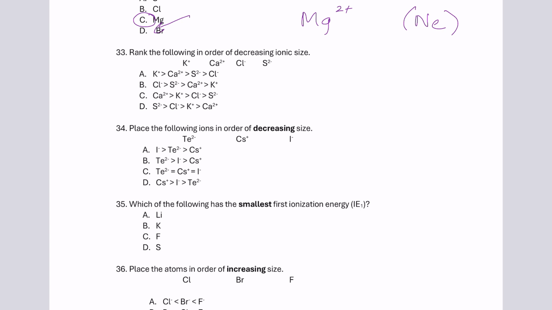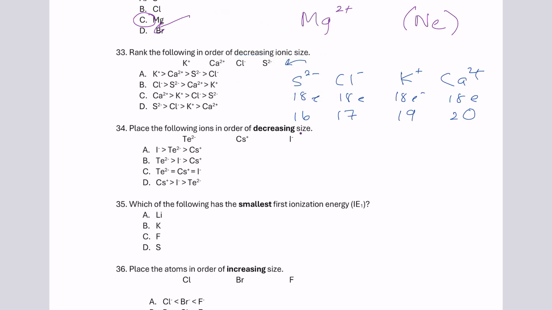Now, in this problem, we're given these four ions. We have S2-, Cl-, K+, and Ca2+. They all have exactly the same number of electrons, 18 electrons. What's different between them is actually the number of protons. Sulfur has 16 protons. Chlorine has 17. Potassium has 19. And calcium has 20.